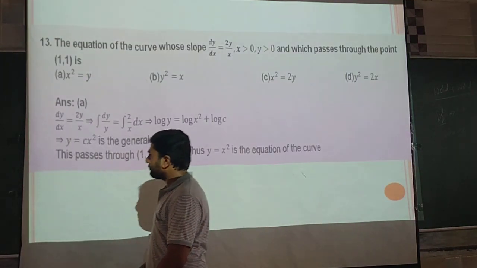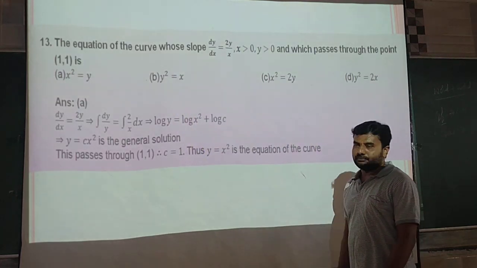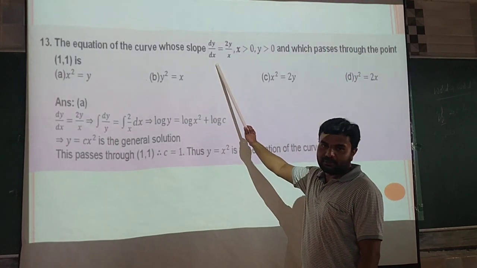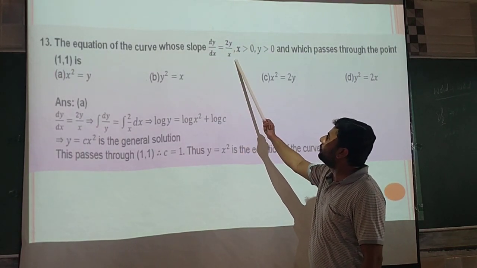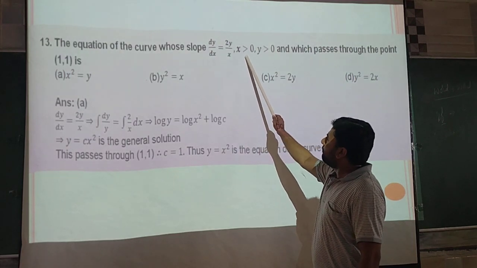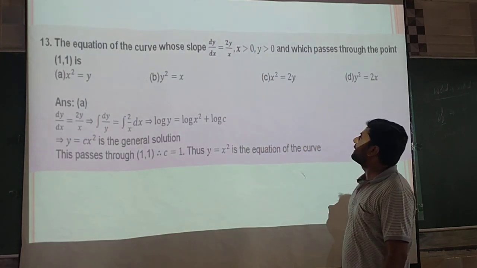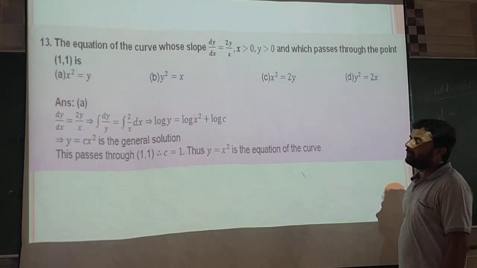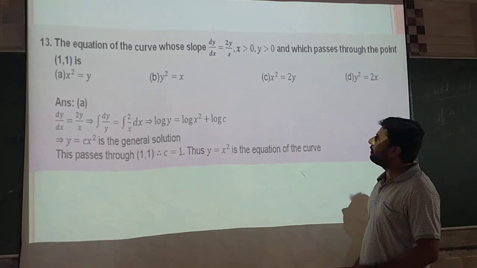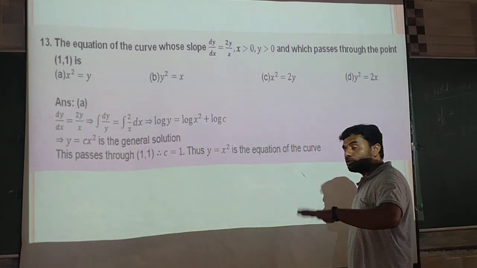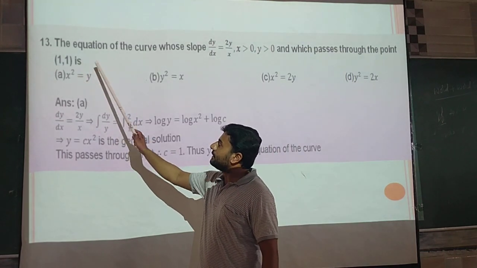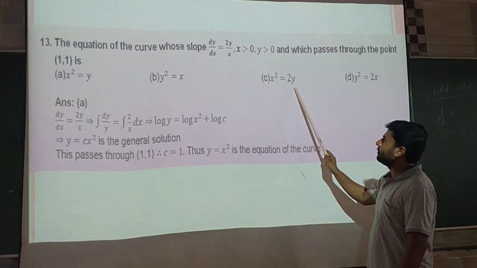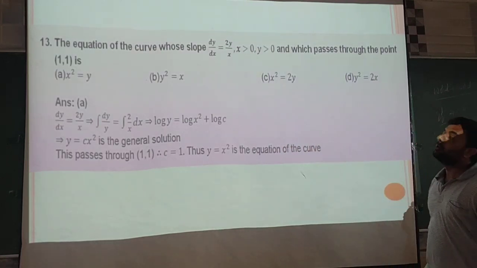The next question. The equation of the curve whose slope is given by, slope is nothing but dy by dx, is equal to 2y divided by x, where x is greater than 0 and y is greater than 0, and which passes through the point 1 comma 1. Here we find the equation of a curve of the differential equation which also passes through the point 1 comma 1. The options are: A, x square is equal to y; B, y square is equal to x; C, x square is equal to 2y; D, y square is equal to 2x.